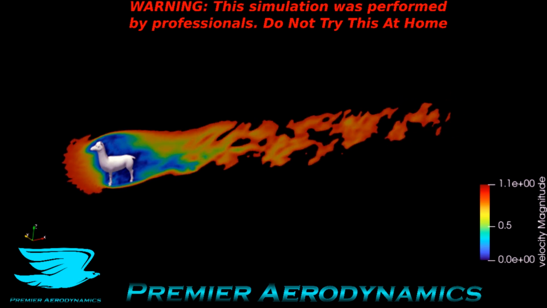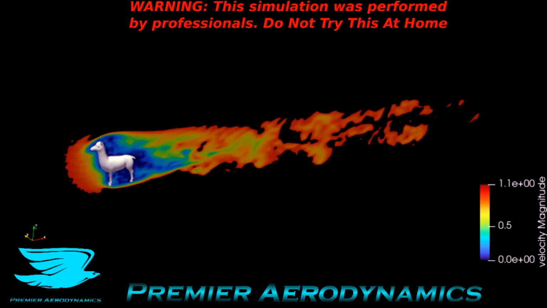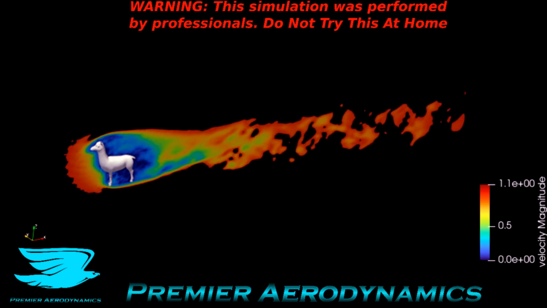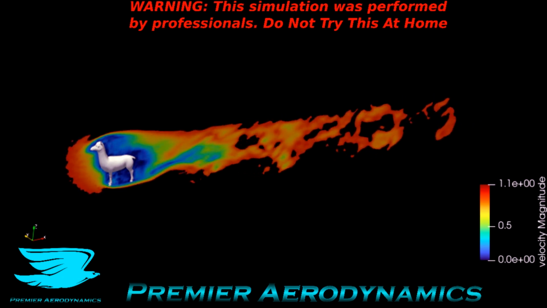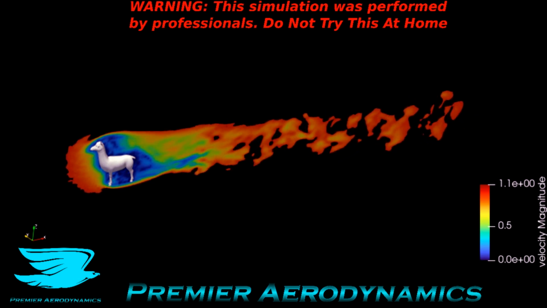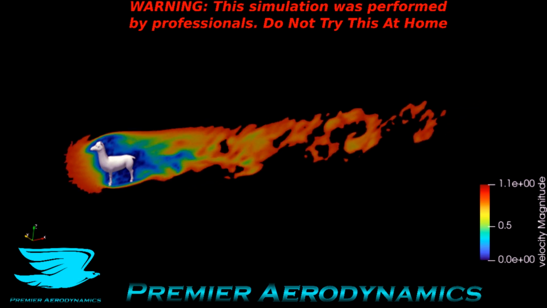And the wake has a slight down angle, not too much, and that means that there is a little bit of lift being produced. The lift coefficient is actually a little bit positive. It's 0.09, not a lot, but still not nothing.